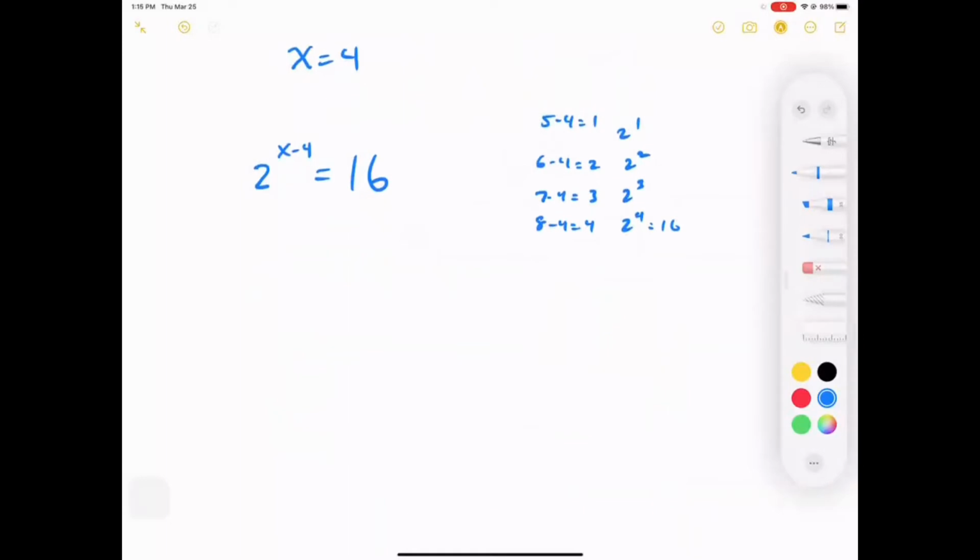Now let's change 16 to have a base of 2. So we said before, 16 is really 2 to the 4th power, which is equal to 2 to the x minus 4. Now please look here. Here's a trick. This is like the SAT problem without using a calculator at all. No logs here. I just wrote them with the same base. Now if they have the same base, they should have the same exponent.